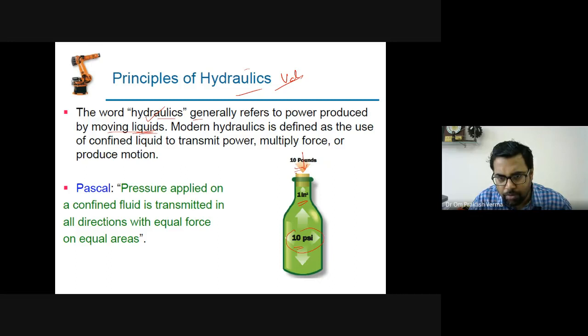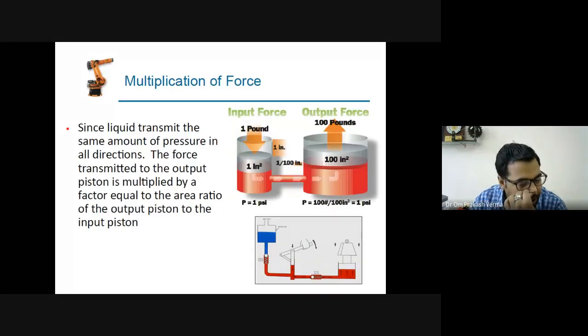So the force applied here is 10 pounds, and the pressure is generated here. Okay. So whatever pressure is applied on the contained fluid is transmitted in all directions with equal force on equal area, right? So what do we do with this? We are taking advantage of P1A1 equals P2A2. So you can see here, this is the input force and this is the output force.